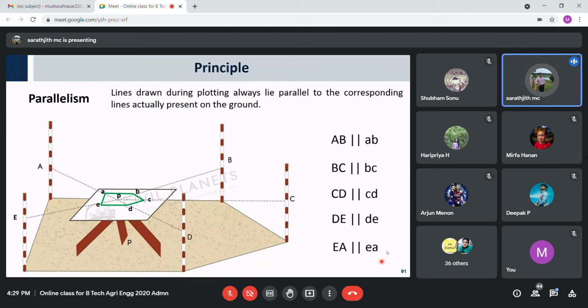The line AB has to be parallel with small ab. Small ab corresponds to the distance on the sheet, which is the ground distance drawn to scale, and the actual distance on the ground is denoted by capital letters AB. So AB has to be parallel with small ab, BC has to be parallel with small bc. Likewise, all the measurements have to be parallel with the corresponding lines or representation on the drawing sheet. So if somebody asks you what is the principle behind plane table surveying, it is nothing but parallelism. Okay, is that clear?